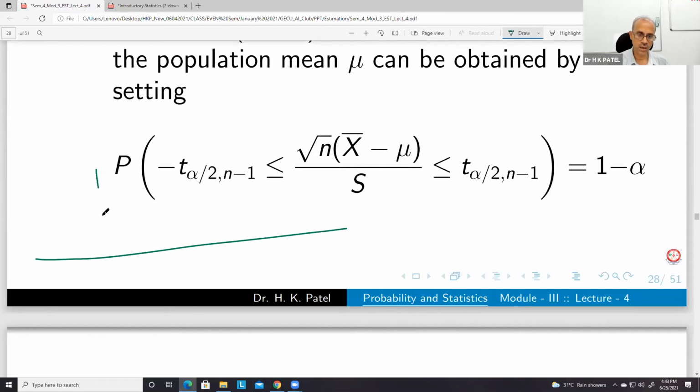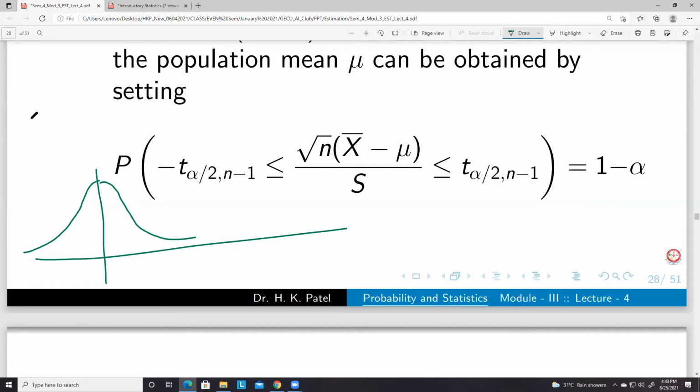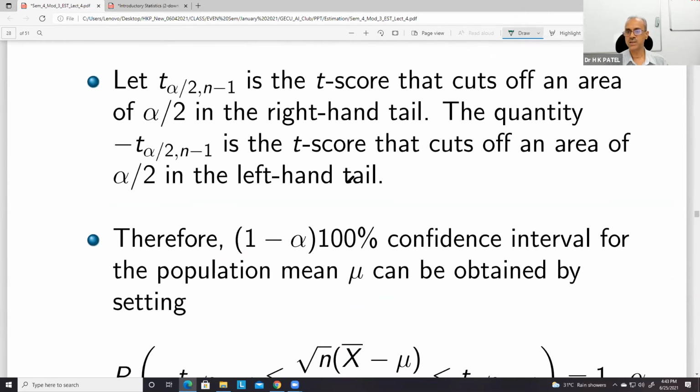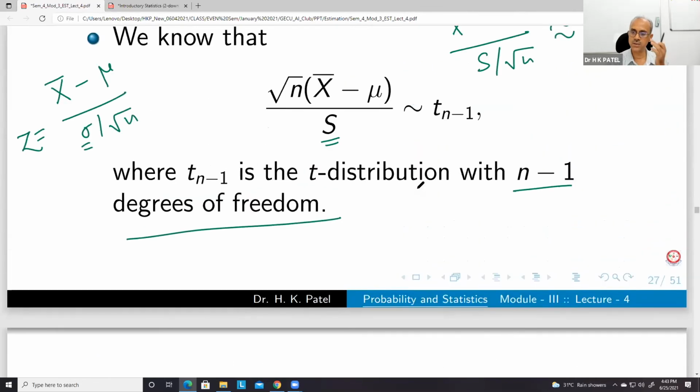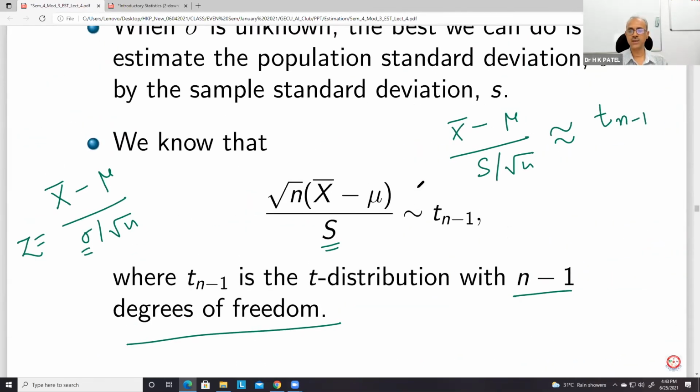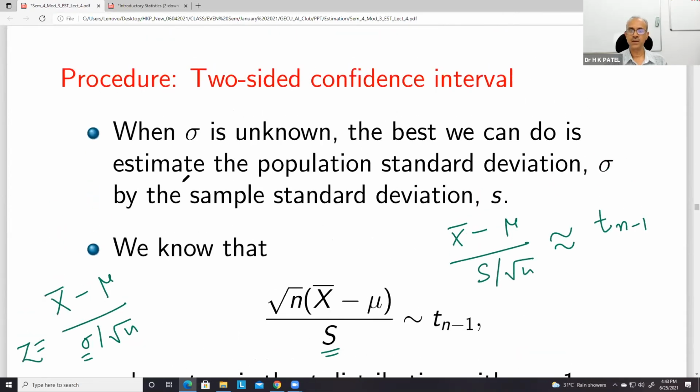So this is our T curve here. And how did the T curve come in? Is the sample size small here? The sample will be small, and also sigma is not known. If sigma is known, and it is known that the population is normal, then we can use Z.